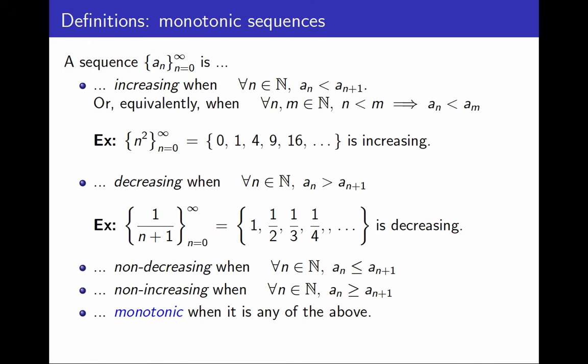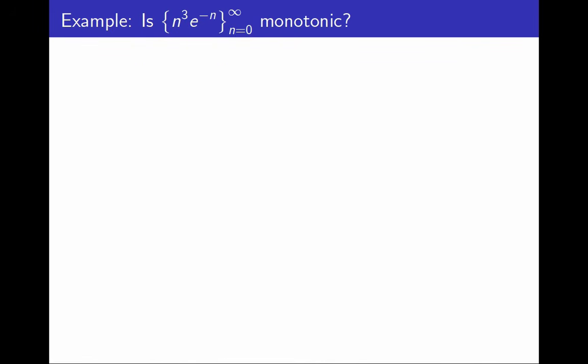When working with examples, we often use induction to prove that the sequence is monotonic, but if the sequence comes from a function, there are other ways. Let's look at an example. I'm looking at the sequence n cubed times e to the minus n, starting at 0. And I want to know whether it is monotonic.